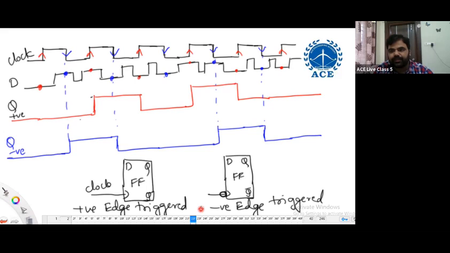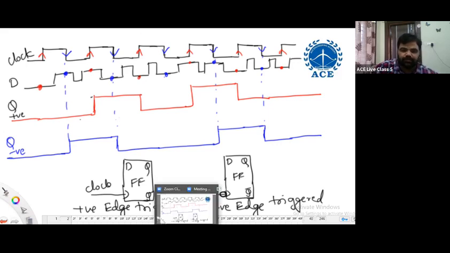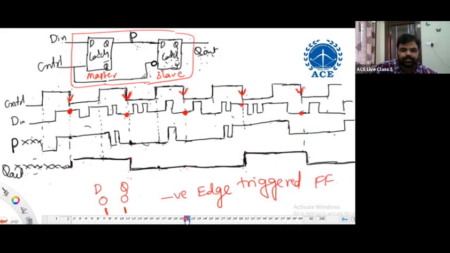And in that we have seen positive edge triggered flip flop and negative edge triggered flip flop. If it is sensing the input at positive edges of clock, then it is called positive edge triggered. If it is sensing input at negative edges of clock, then we say it is negative edge triggered flip flop. In this, we try to understand how we have constructed a negative edge triggered flip flop.